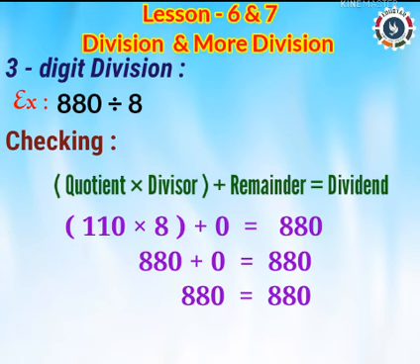That is 880 plus 0 is equal to 880. Finally, 880 is equal to 880. So, our answer is correct.